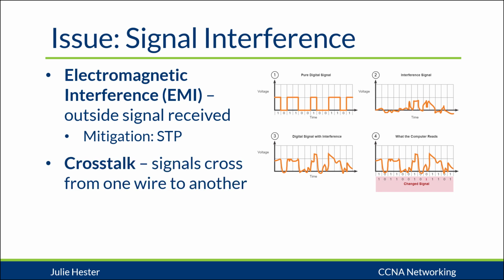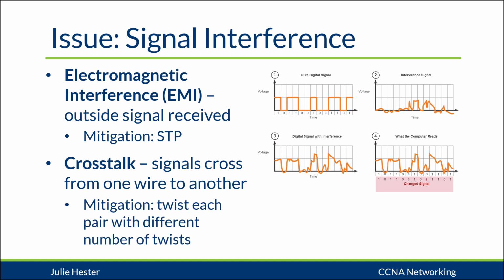Another type of interference is called crosstalk, and that's when signals cross from one wire to the other. So with 8 wires inside our cable, each one of them is sending or receiving data simultaneously, and sometimes that signal can bleed over from one wire to the other. A mitigation for crosstalk is to twist each pair of wires with a different number of twists inside the cable bundle. Let's take a look at what that looks like.